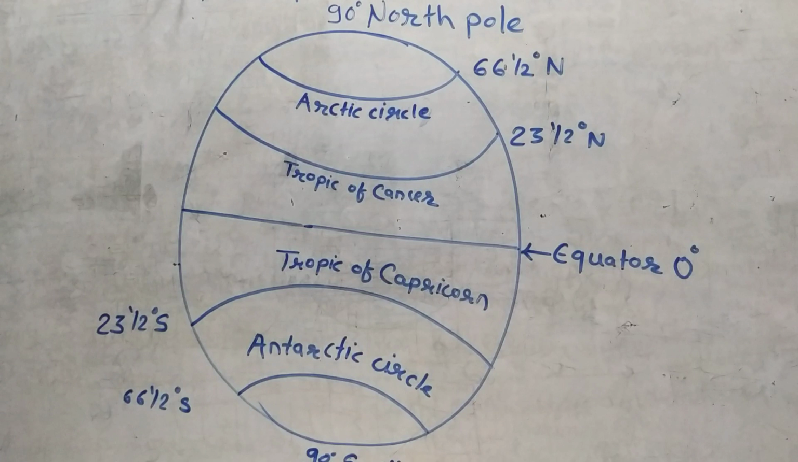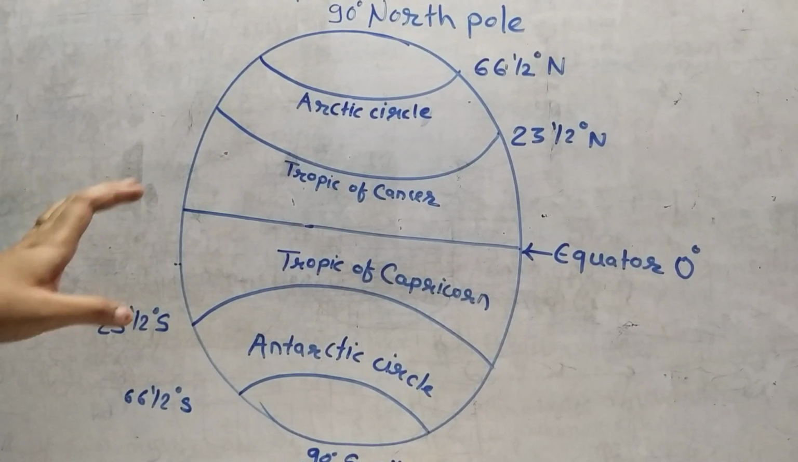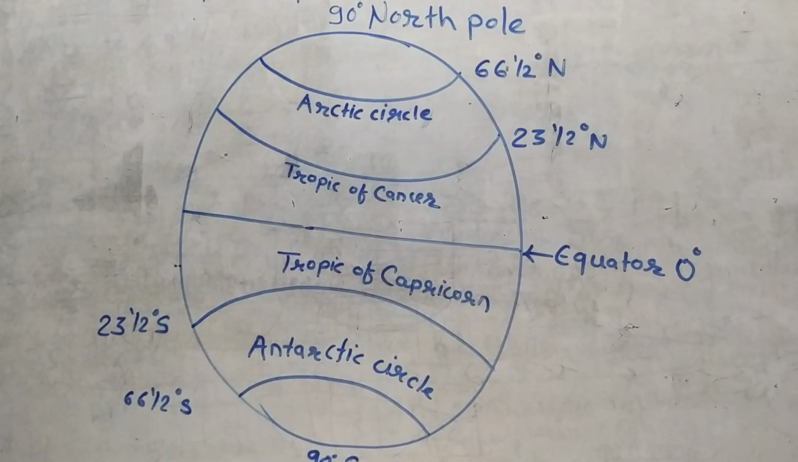And when we go upwards to the north pole or downwards to the south pole, the size of the lines goes on decreasing. And the equator means the center which divides the earth into two equal parts, having the longest line of latitude, right? Now we will see the important lines of latitude.